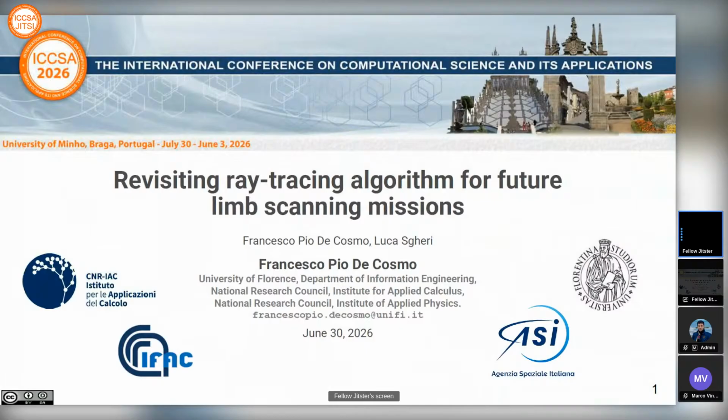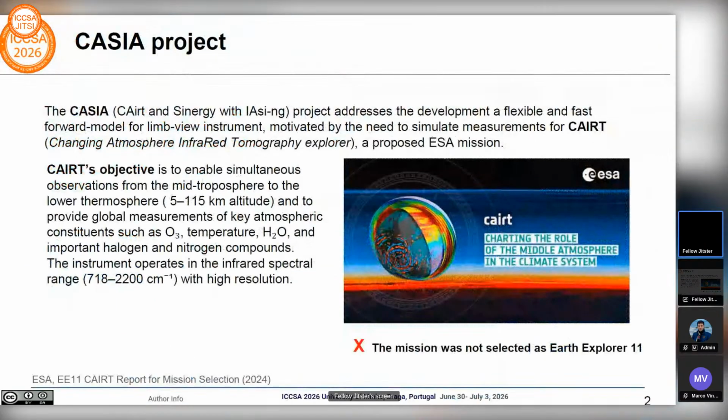Okay, hello everyone, I'm Francesco. I'm a PhD student from the University of Florence in a joint program with IAC and IFAC Institute of Sesto Fiorentino. The topic of my talk is revisiting ray tracing algorithm for future limb scanning missions. So, I briefly summarize the project in which I'm involved. The project is called CASIA, and it has the main goal to develop a fast radiative transfer model for the forward model.